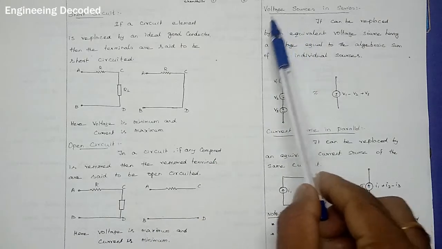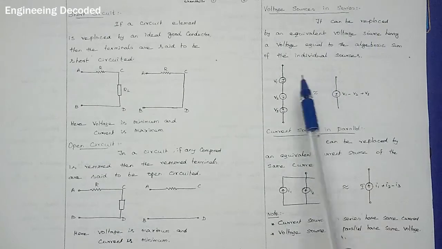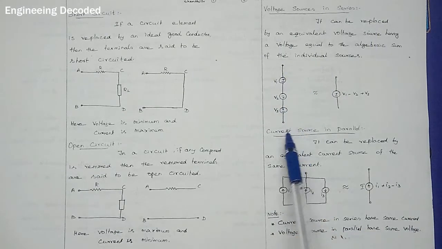Then voltage source in series. So suppose we have 3 voltage sources in series, V1, V2, V3. You can see here plus minus, minus plus, plus minus.